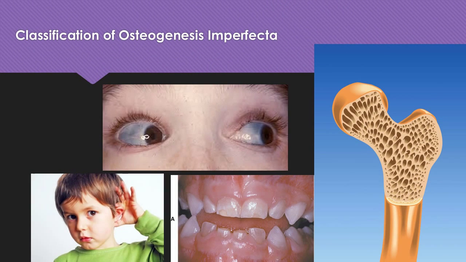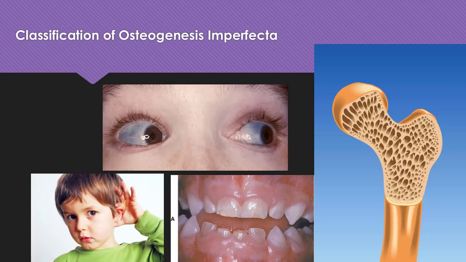Let's go into the classifications. We have type 1. Type 1A is a mild bone fragility, blue sclera, normal teeth, and hearing loss. Type 1B is the same as 1A, except they have abnormal teeth. Type 1C is the same as type 1B, but with no bone fragility. It's also an autosomal dominant inheritance. Then we have type 2. It's lethal, usually with stillbirth or death in early infancy. There is severe bone fragility with multiple fractures at birth. It is an autosomal recessive inheritance.